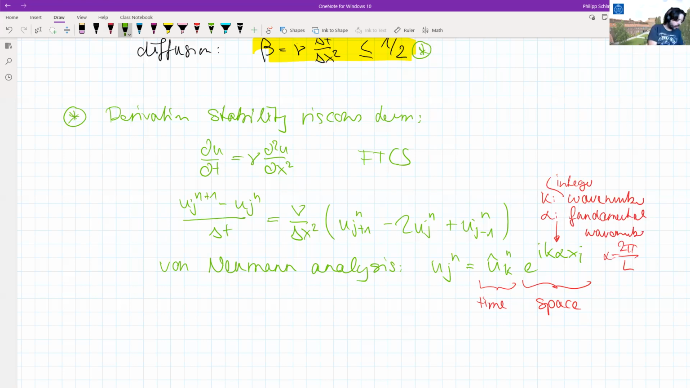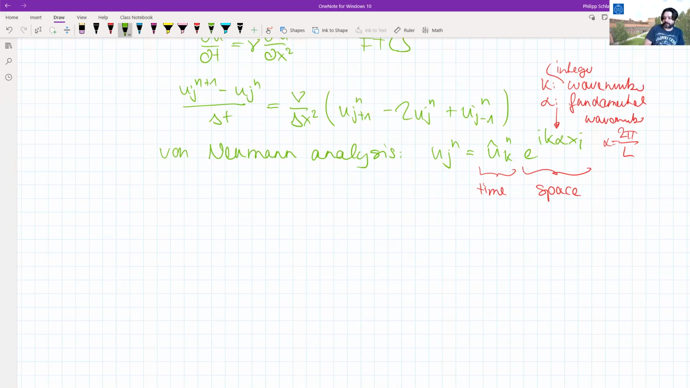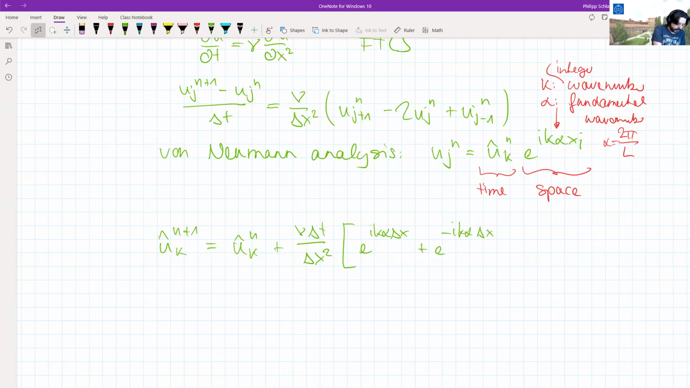Okay. So now I just insert this Fourier ansatz into my discretized equation. If I skip a few steps here, I then get u hat k^(n+1) being the same as u hat k^n plus nu times delta t divided by delta x squared, and then brackets where I can directly write e to the i k alpha delta x plus e to the minus i k alpha delta x minus 2, times u hat k^n. I guess you recognize where that comes from. The minus 2 obviously comes from this, and this comes from this, and this comes from this one.